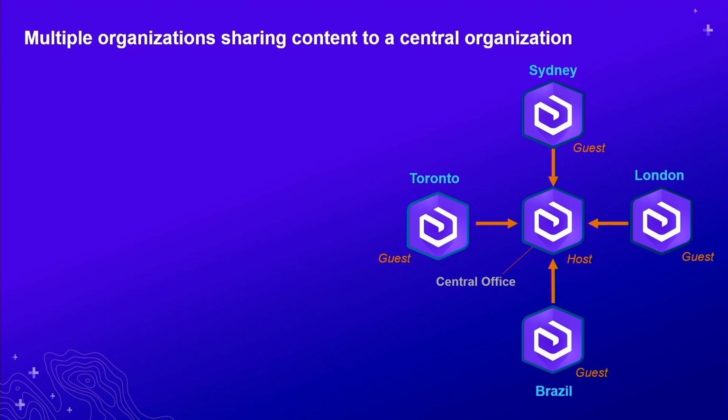The next pattern is where we have multiple organizations sharing content to a central organization. In this example, consider this to be a global organization. They have a central office, in this case, that is acting as the host in our collaboration, and that host has invited the regional offices, our guests, to join the collaboration. Content is flowing from the regional offices, the guests, to the central office, the host.